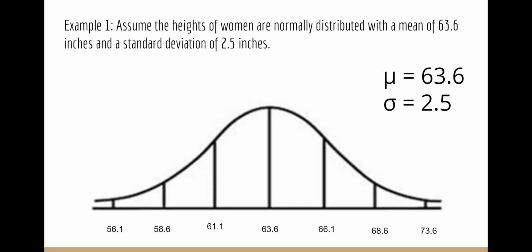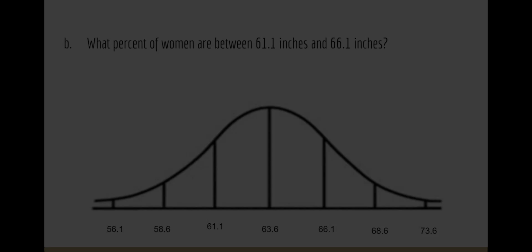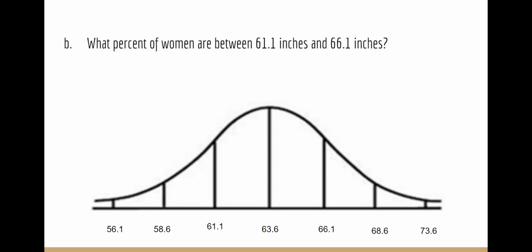So this is part A of example 1. I have labeled all of the parts of my normal distribution. Letter B. What percent of women are between 61.1 inches and 66.1 inches? I have all the information that I need already laid out on my normal curve.